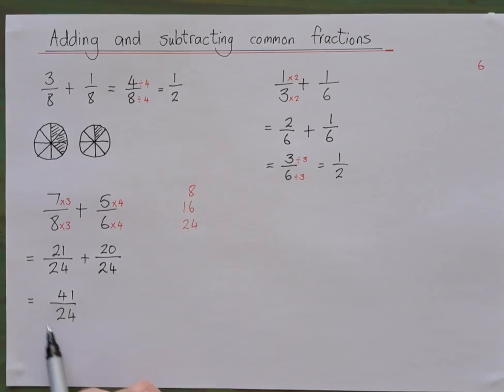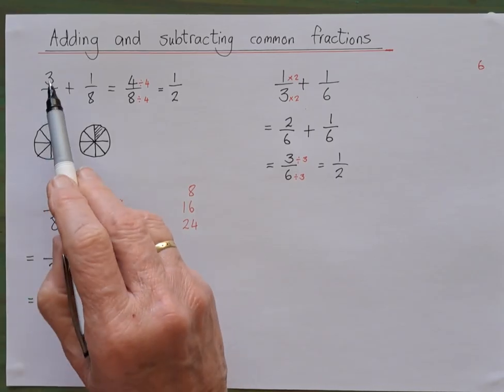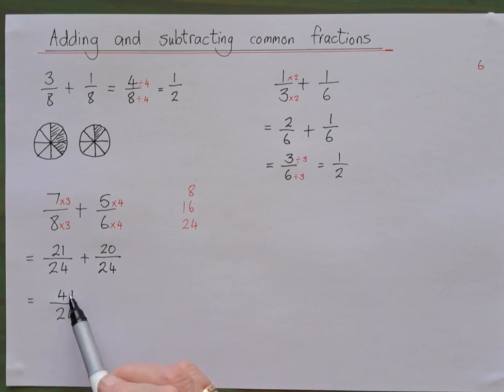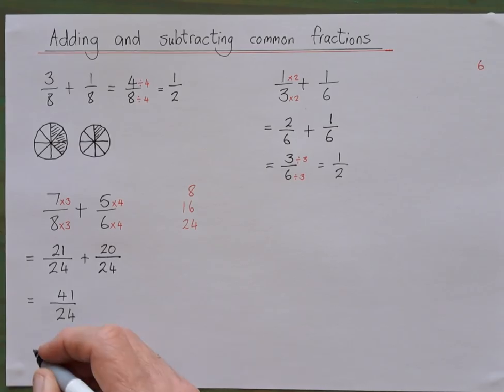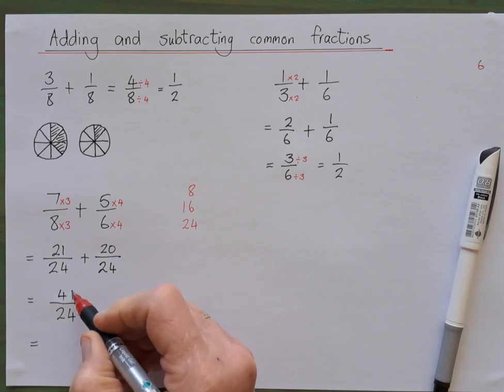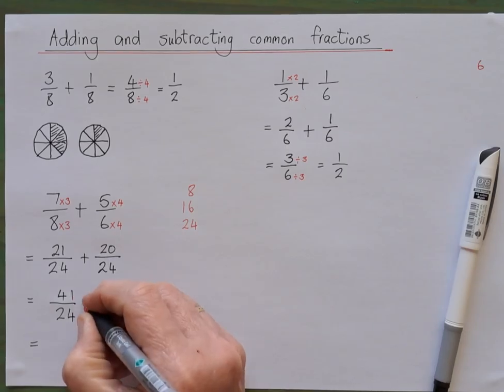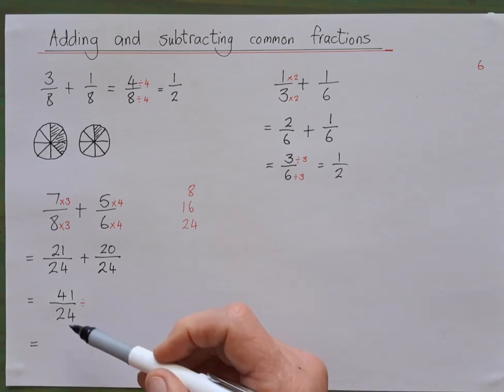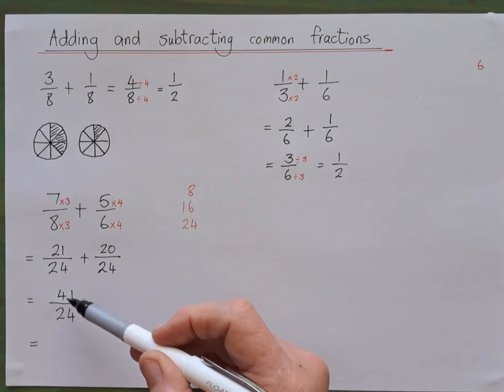Now, if we have a look at that and we think back to my first video on fractions, this is a fraction where the numerator isn't smaller than the denominator like it was over there. The numerator is larger than the denominator, which means that it's an improper fraction. And the best way to give your final answer for an improper fraction is to remember that 41 over 24 actually means 41 divided by 24. So how many times does 24 go into 41?